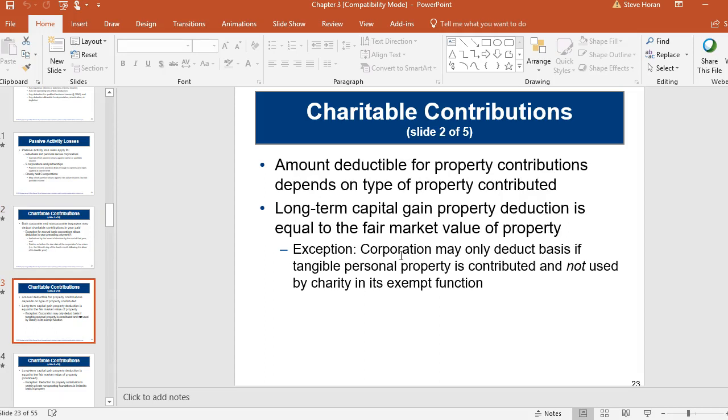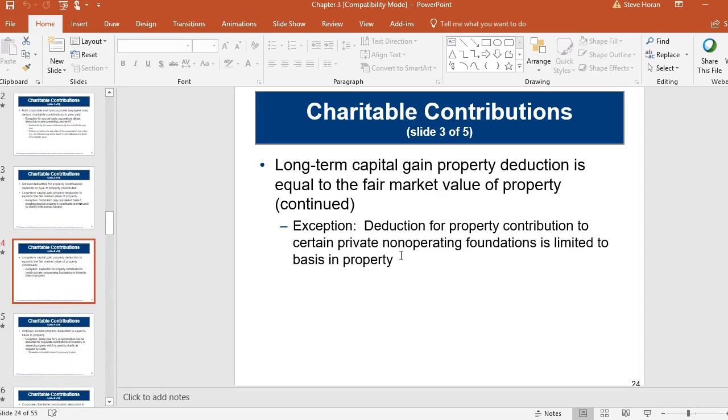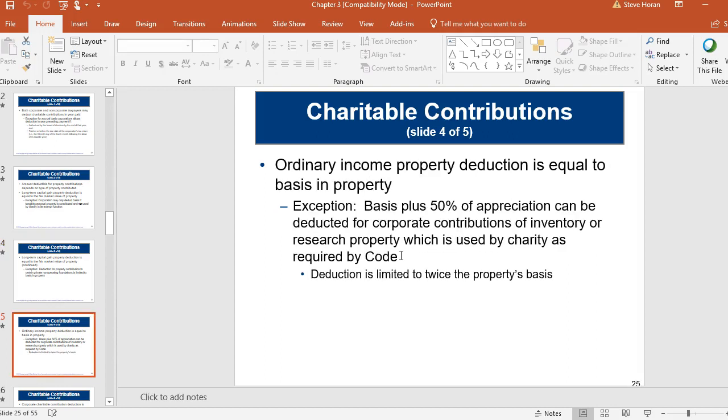Amount deductible for property contributions depends on the type of property contributed. Also, long-term capital gain property deduction is equal to the fair market value of the property. So just one more thing to keep in mind. And then ordinary income property deduction is equal to the basis in the property.